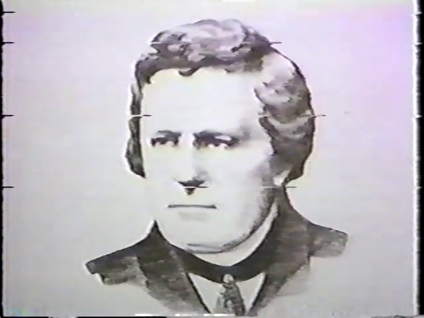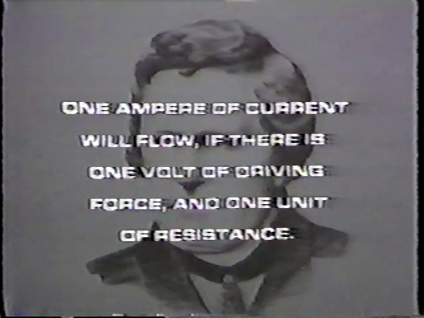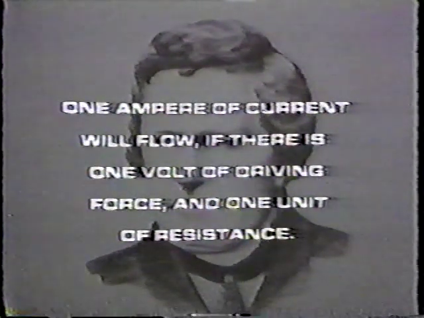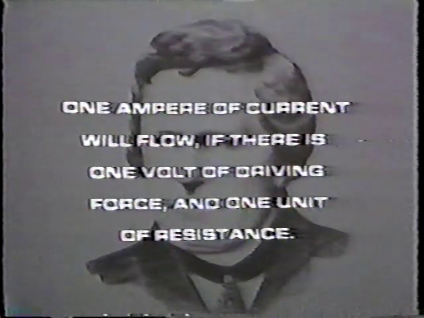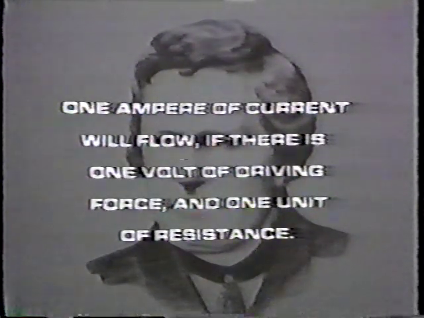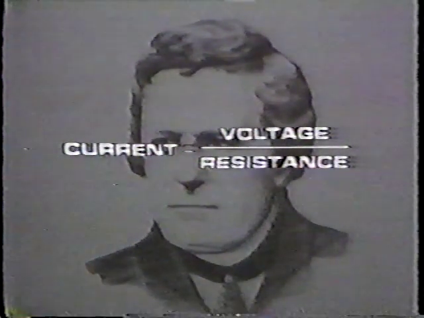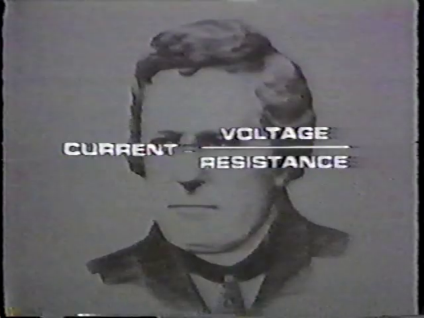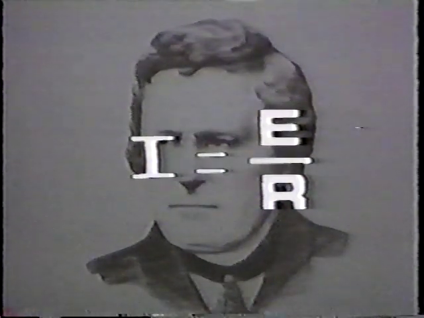The unit of resistance was named for George Simon Ohm to reflect his discovery of the relationship between current, voltage, and resistance. He said 1 ampere of current will flow if there's 1 volt of driving force and 1 unit of resistance. The unit of resistance was named ohm. Ohm's law states in general terms exactly how the relationship between the three works. Current is equal to voltage divided by resistance. Using the symbols I for current, E for voltage, and R for resistance, it looks like this: I equals E over R.